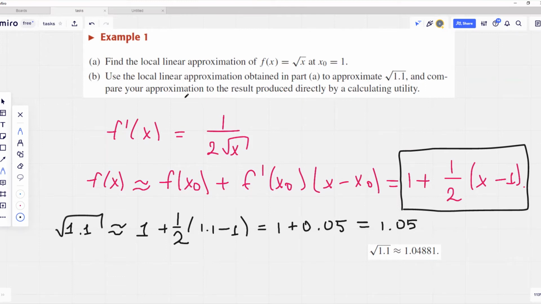And now let's compare our approximation to the result produced by a calculator. The root of 1.1 using a calculator is approximately equal to 1.048. We can see that our local linear approximation gives a good approximation to the actual value.